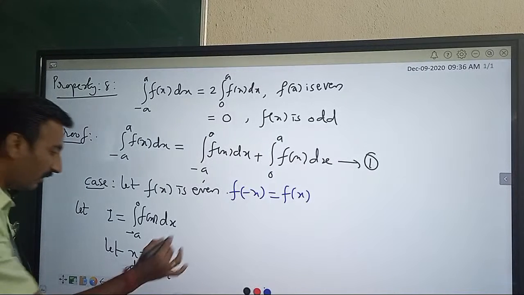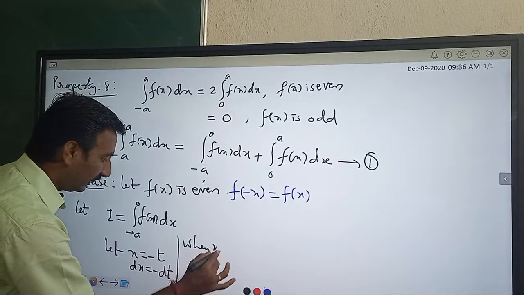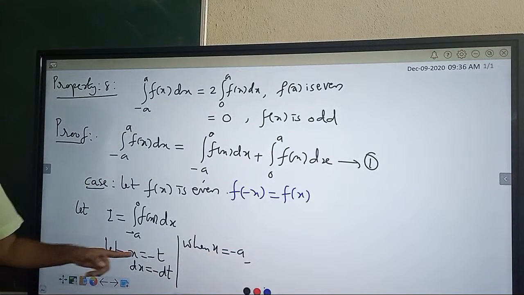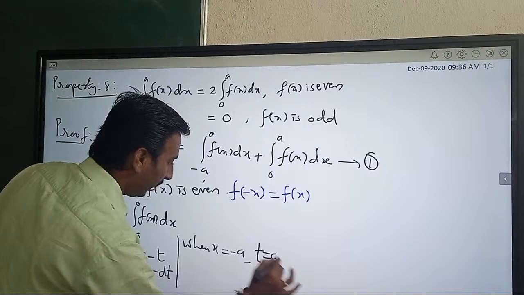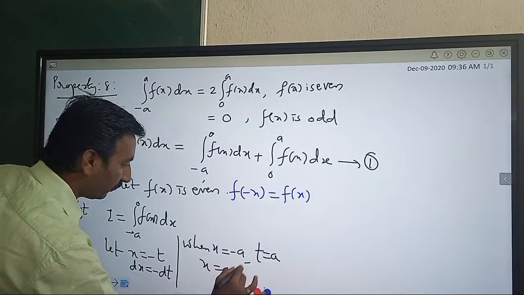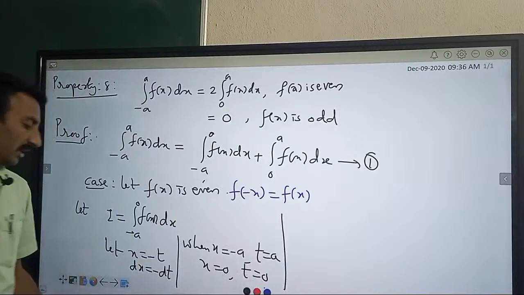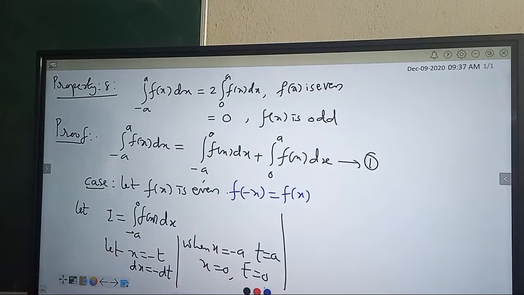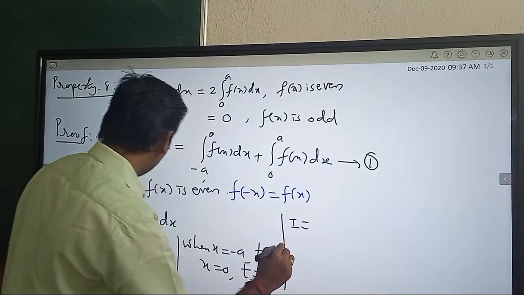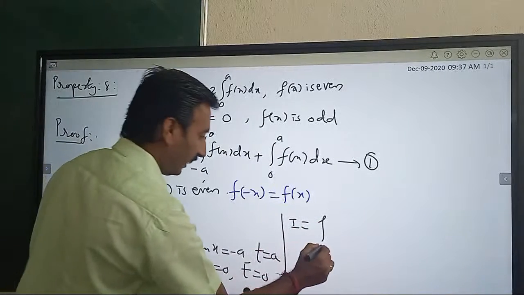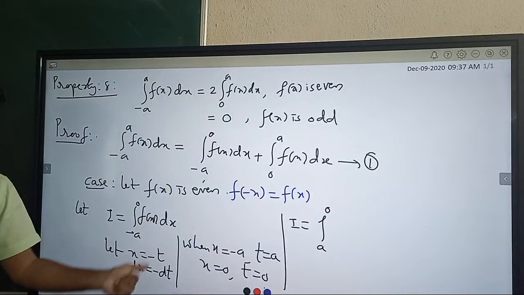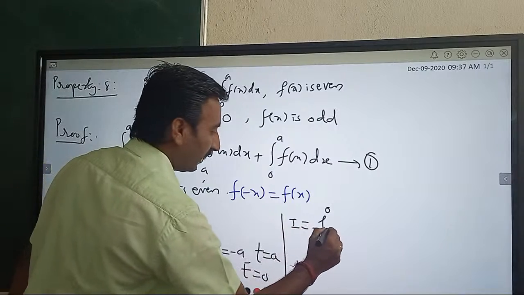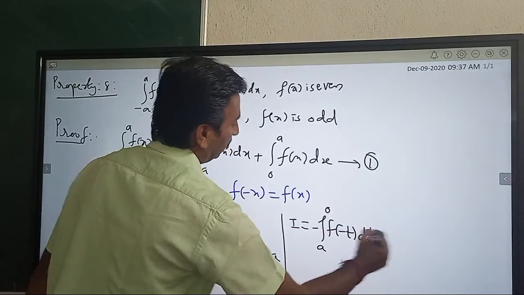Now when x equals minus a, t equals plus a, because minus a equals minus t, so t becomes a. And when x equals 0, t is also 0. How does it look now? The limits minus a becomes plus a and 0 becomes 0, and here it is f of minus t, and dx becomes minus dt. So this is minus f of minus t dt.